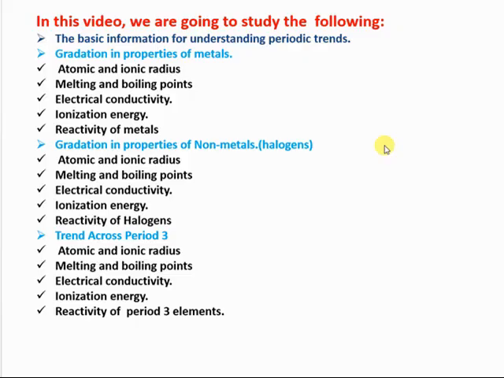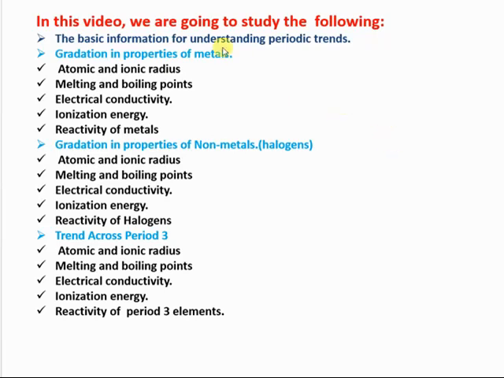Welcome. Please allow me to take you through the periodic table, the trends across the period 3 elements, and the trends down the groups. We are going to talk about the groups that consist of the metals and the group of the halogens.